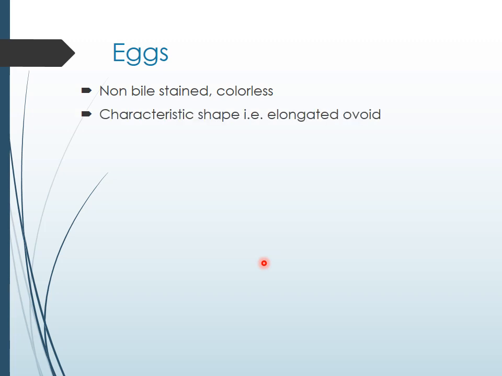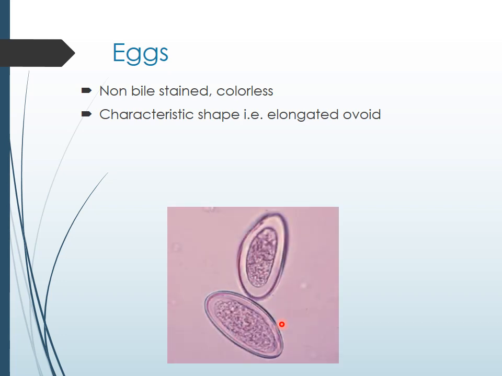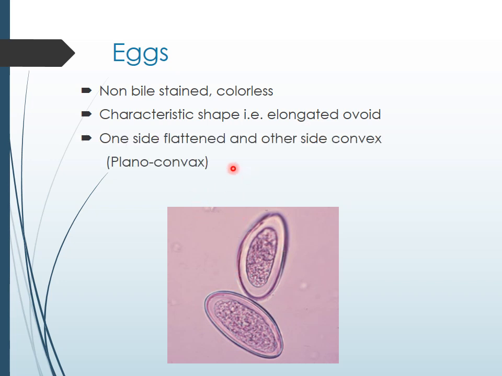If we see the morphology of the eggs of this worm, they are non-bile stained. So they would not take up bile from the intestine and look colorless. The shape is very characteristic. It is elongated and oval. If you have seen the eggs of Ascaris lumbricoides or Trichuris trichiura, they are yellowish brown in color, which is known as bile-stained egg, while this is non-bile stained because it is colorless.